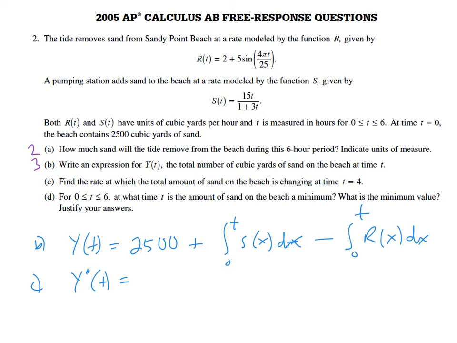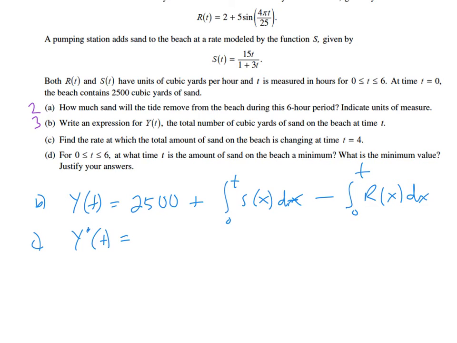On the left side, just look at what I have. I have y, and then I have y prime of t. That means that I just took the derivative of y. Another way of saying that is derivative of y of t is the same thing as y prime of t. So I took the derivative of the left side. Guess what I got to do on the right side? I got to take the derivative of the right side. So derivative of 2500, that's just a constant. So derivative of a constant is 0. Derivative of an integral, interesting.